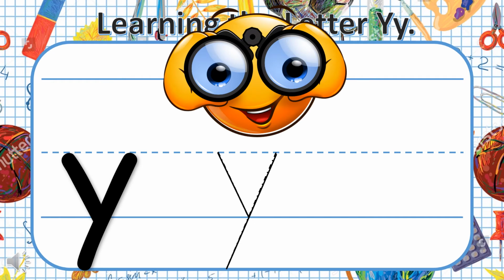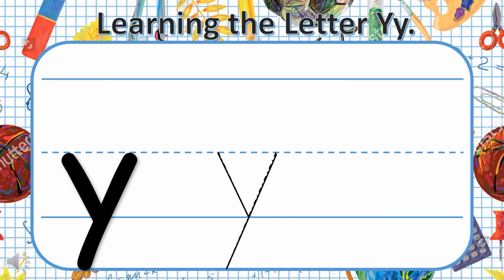So I want you to watch carefully. Okay, we're going to start at the middle line by the red arrow. Can you see it? We're going to draw our diagonal line to the bottom line and stop. Lift your pencil, go back to the middle line, and then draw the diagonal line all the way past the bottom line to the tail. Make sure the line touches your first line at the point by the bottom line.